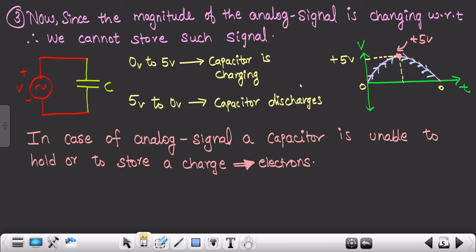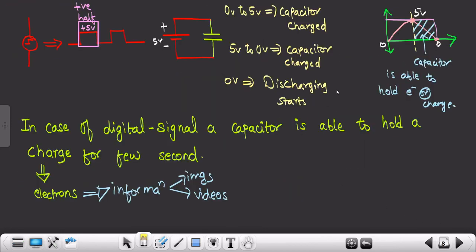So as you can see, the capacitor was charging and then it was quickly discharging in case of analog signal, but in case of digital signal, it charged and then it stayed, I mean it kept its particular charge for a certain time period. That means what? It is holding electrons, which signifies that it can be used as a storing device, right? I hope you understood this particular point.